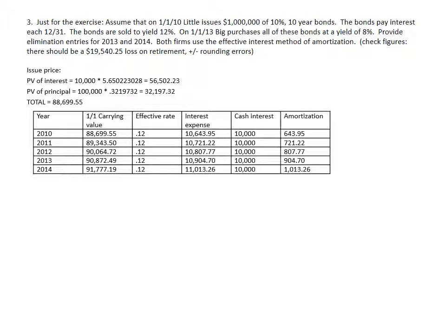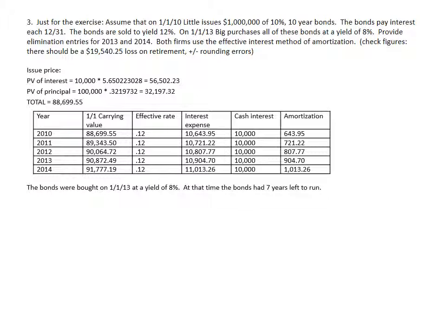Again, in 2010, we had $643.95 of amortization, and so we should be moving closer to our face value. So we're moving from $88,699 up to $89,343. The amortization should be moving us towards face value, not away. So if you had subtracted the $643 and ended up with a 2011 carrying value of $88,056, that would be wrong. You need to be moving up towards $100,000.